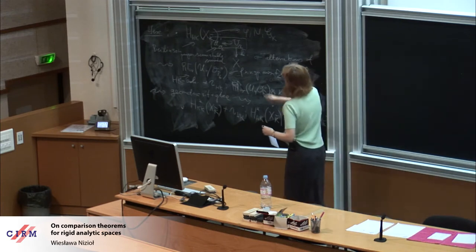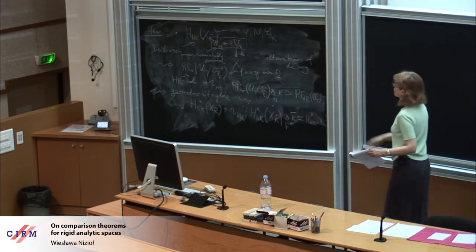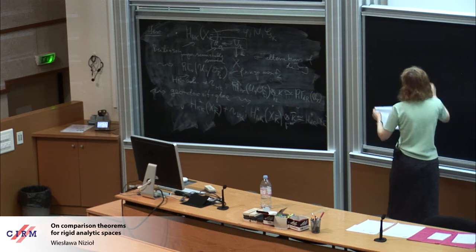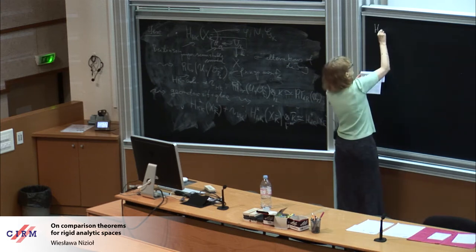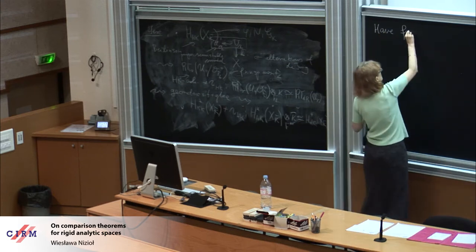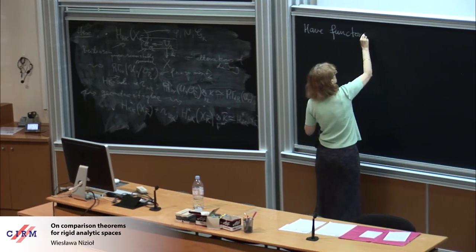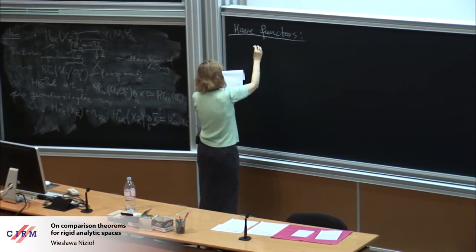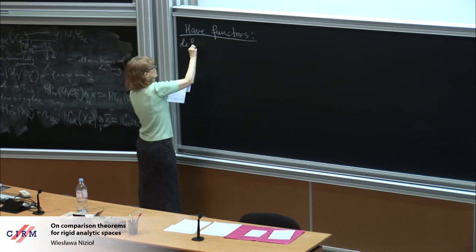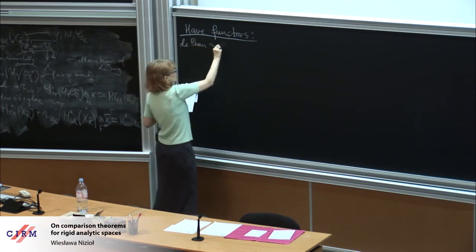Okay, so now let me discuss functors back and forth from étale data and the de Rham data. So we have functors both ways. So we have de Rham to étale.